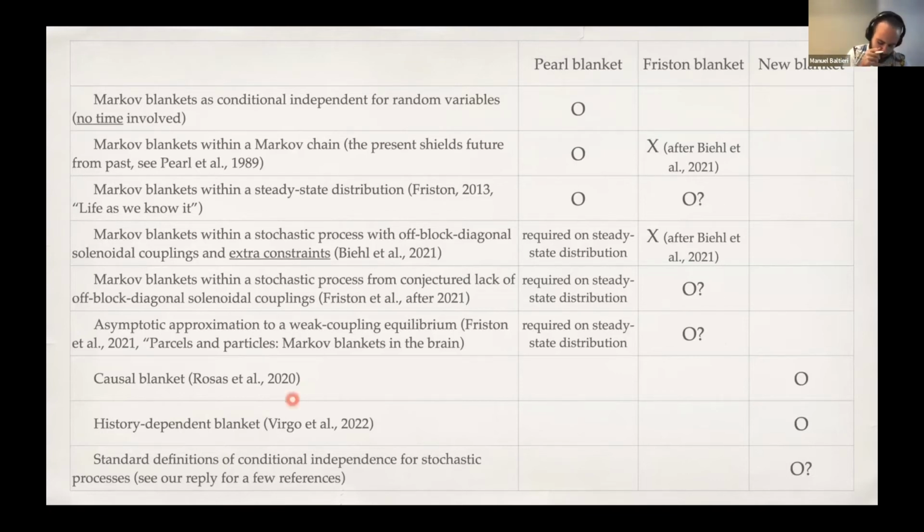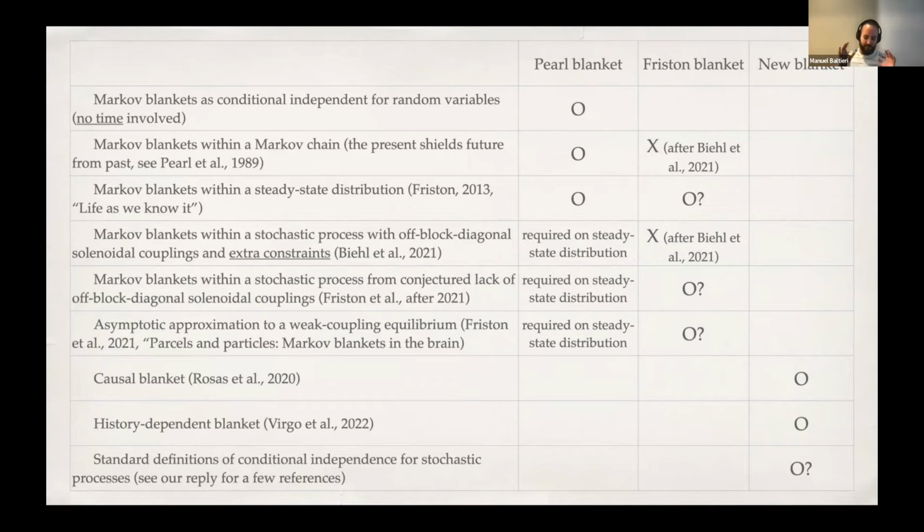Then we have a definition in one of the commentaries to our paper, coming from Virgo and others, where they try to unpack what I was mentioning earlier. So how do we ask, for example, whether two different variables at a specific point in time are conditionally independent given the whole history, so that we don't need to assume stationarity? Something we can discuss at the end. In our reply to the commentaries, we also found two or three different definitions that were already in the literature. They didn't call it a blanket or anything, but they are definitions of conditional independence that apply to stochastic processes, and they are already out there.